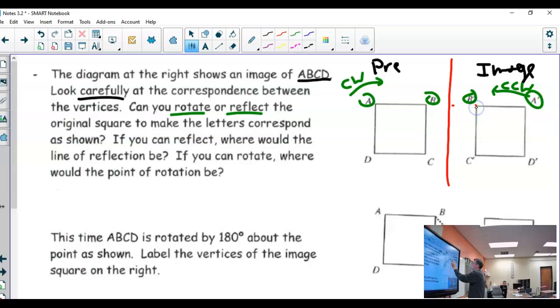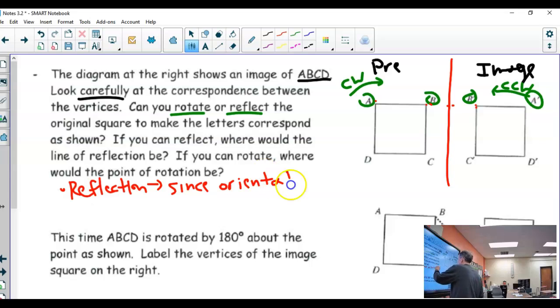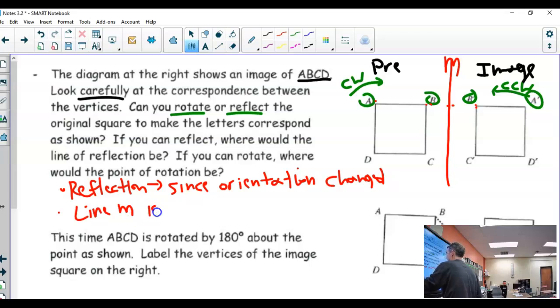Notice how B is about the same distance as B prime, and from A to the line is about the same distance as A prime, and so is C and D. So I know it's a reflection since the orientation changed. And we'll just go ahead and call that line M. Line M is the line of reflection.